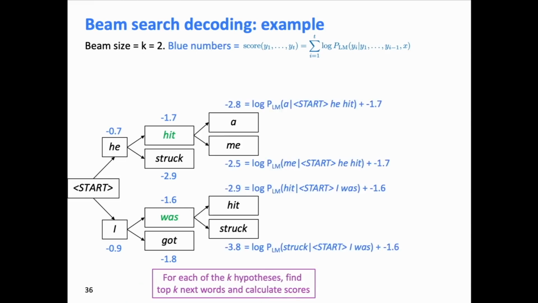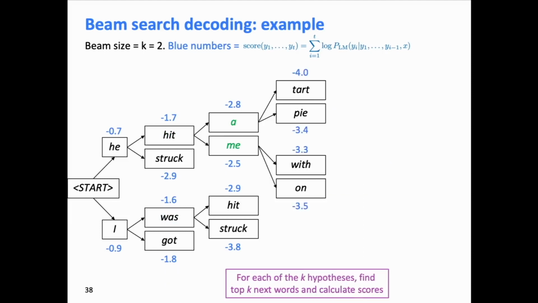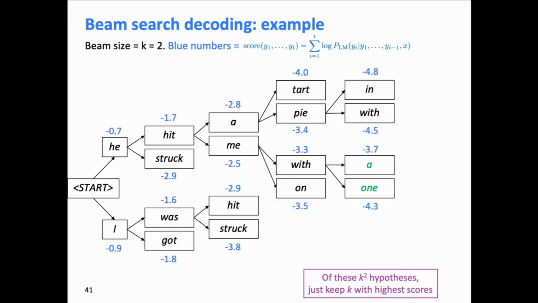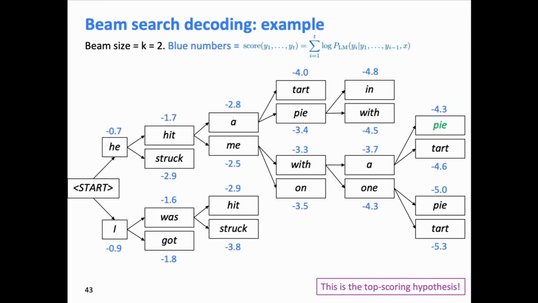For these 2, we expand to get the 2 next ones. And then of those, we compute the scores. And then we keep the 2 best ones and discard the others. And then of those, we expand. So we keep doing this again and again, expanding, and then just keeping the top k and expanding like this until you get some kind of finished translation.